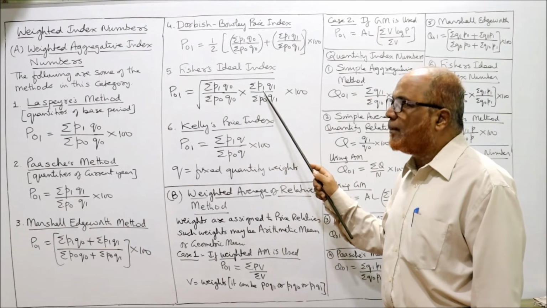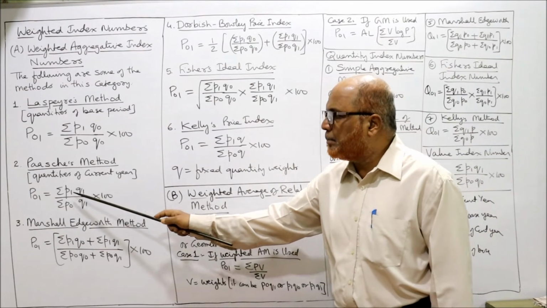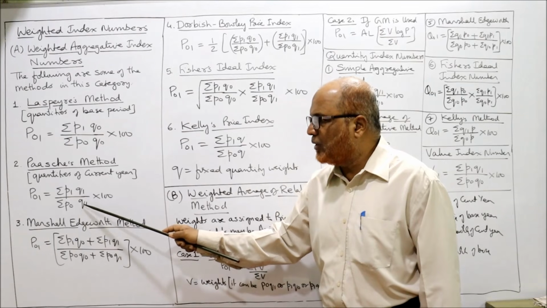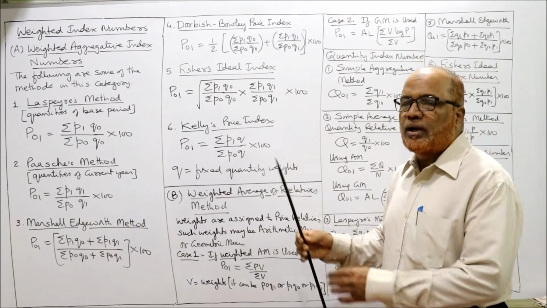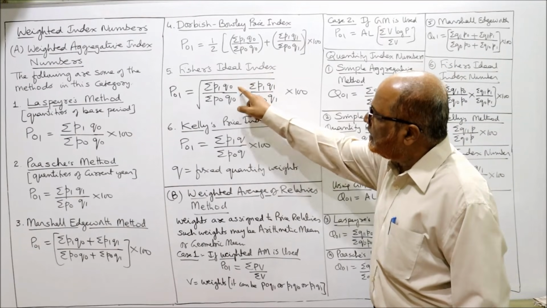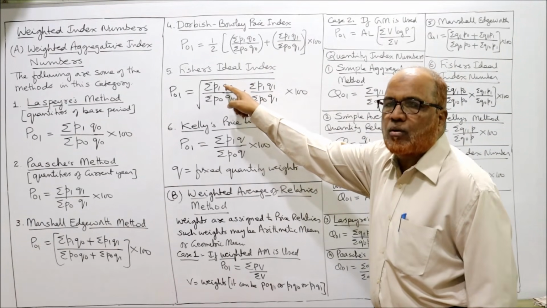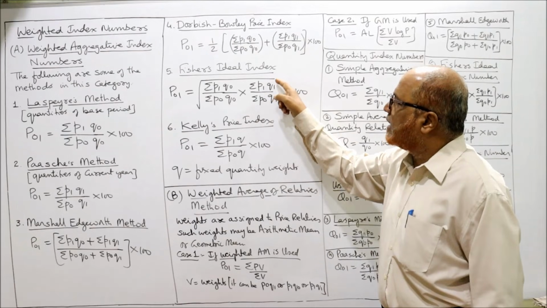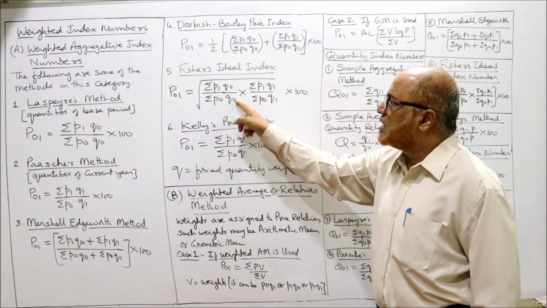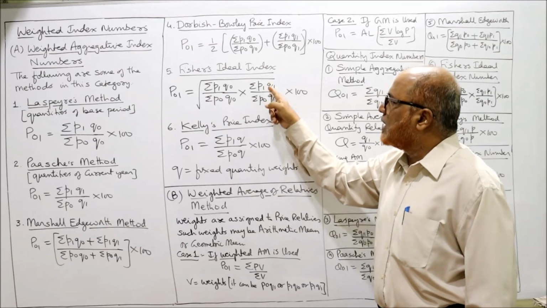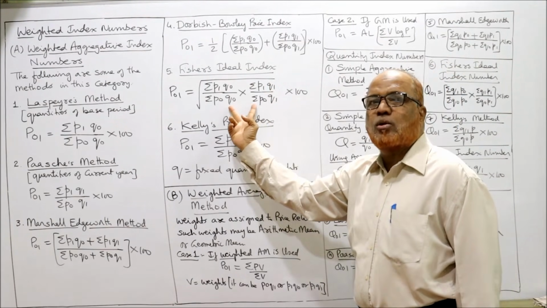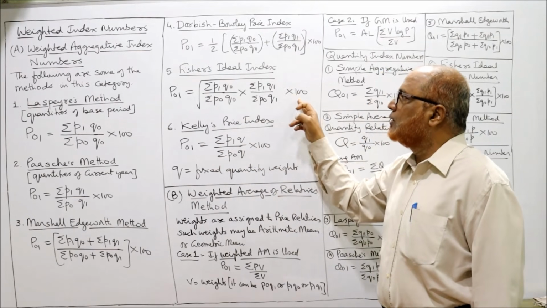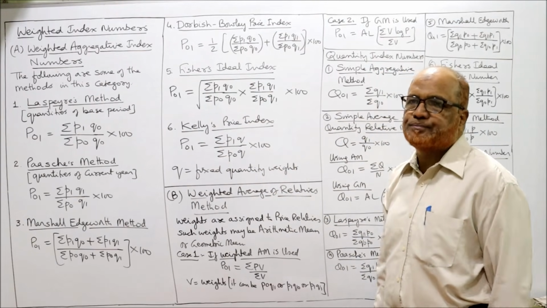Now we multiply this by past years. What is past years? P1Q1 divided by P0Q1. The only thing you have to remember is quantity. Here the quantity is the base year quantity, and here the quantity is the current year quantity. The base year quantity was taken for last year and the current year quantity was taken for past years. So we multiply both last year and past years and take the square root, and we get Fisher's ideal index.